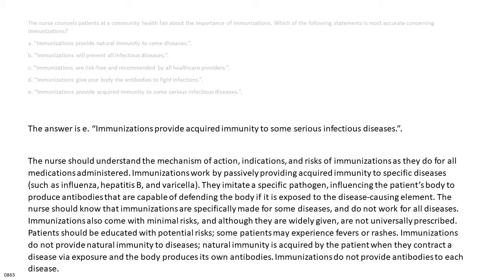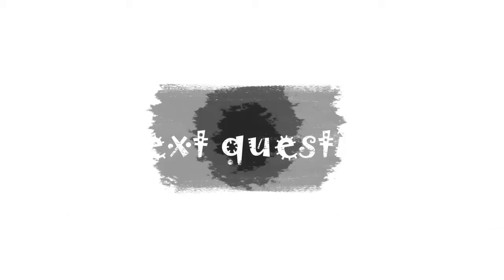Patients should be educated about potential risks. Some patients may experience fevers or rashes. Immunizations do not provide natural immunity to diseases. Natural immunity is acquired by the patient when they contract a disease via exposure and the body produces its own antibodies. Immunizations do not provide antibodies to each disease.